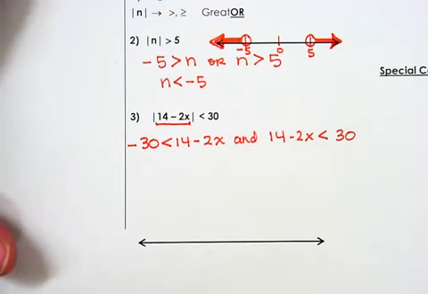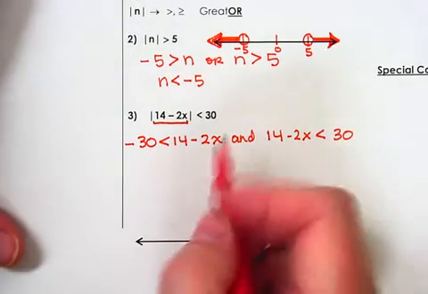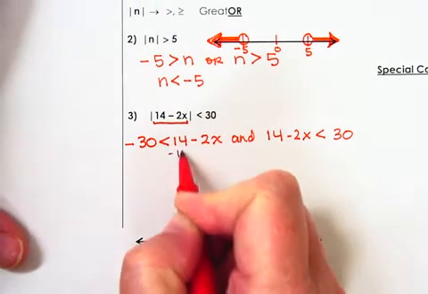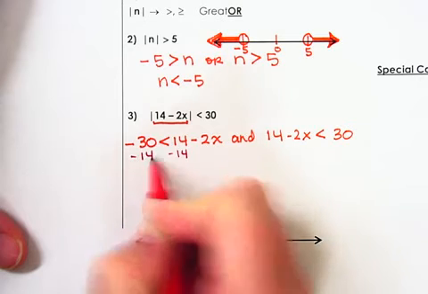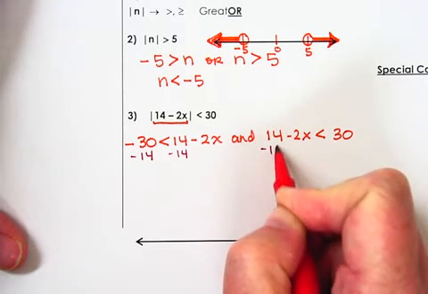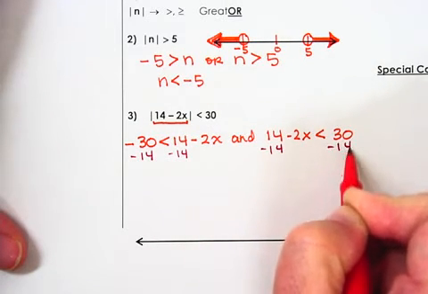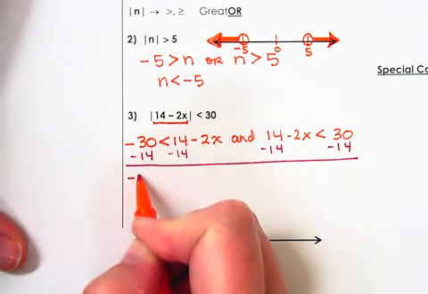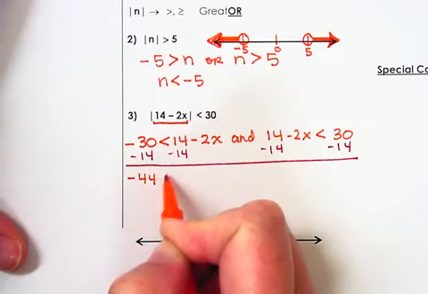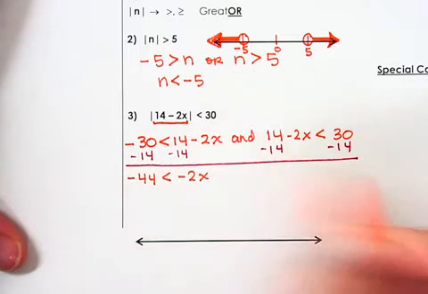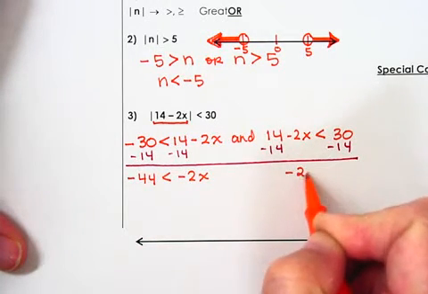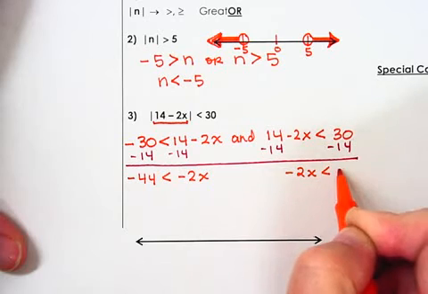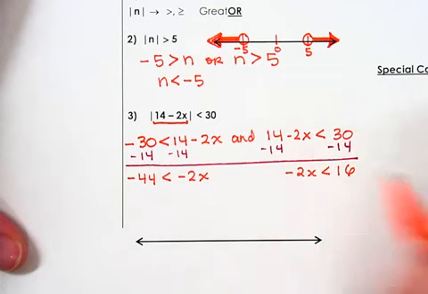Let me start on the left side first. I'm going to go ahead and subtract the 14, and whatever I do there, I'm going to do the same steps on this side. So negative 44 is less than negative 2x. Negative 2x is less than positive 16.